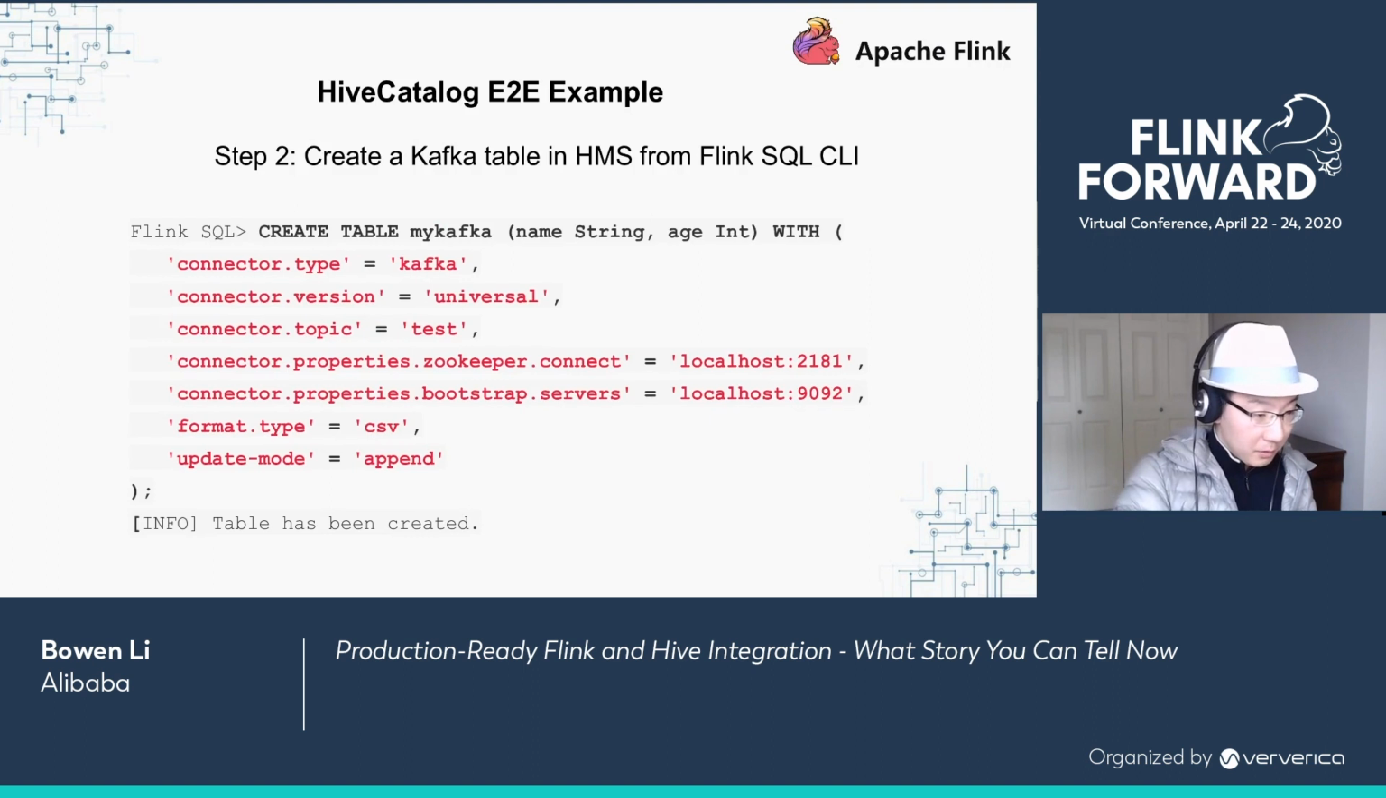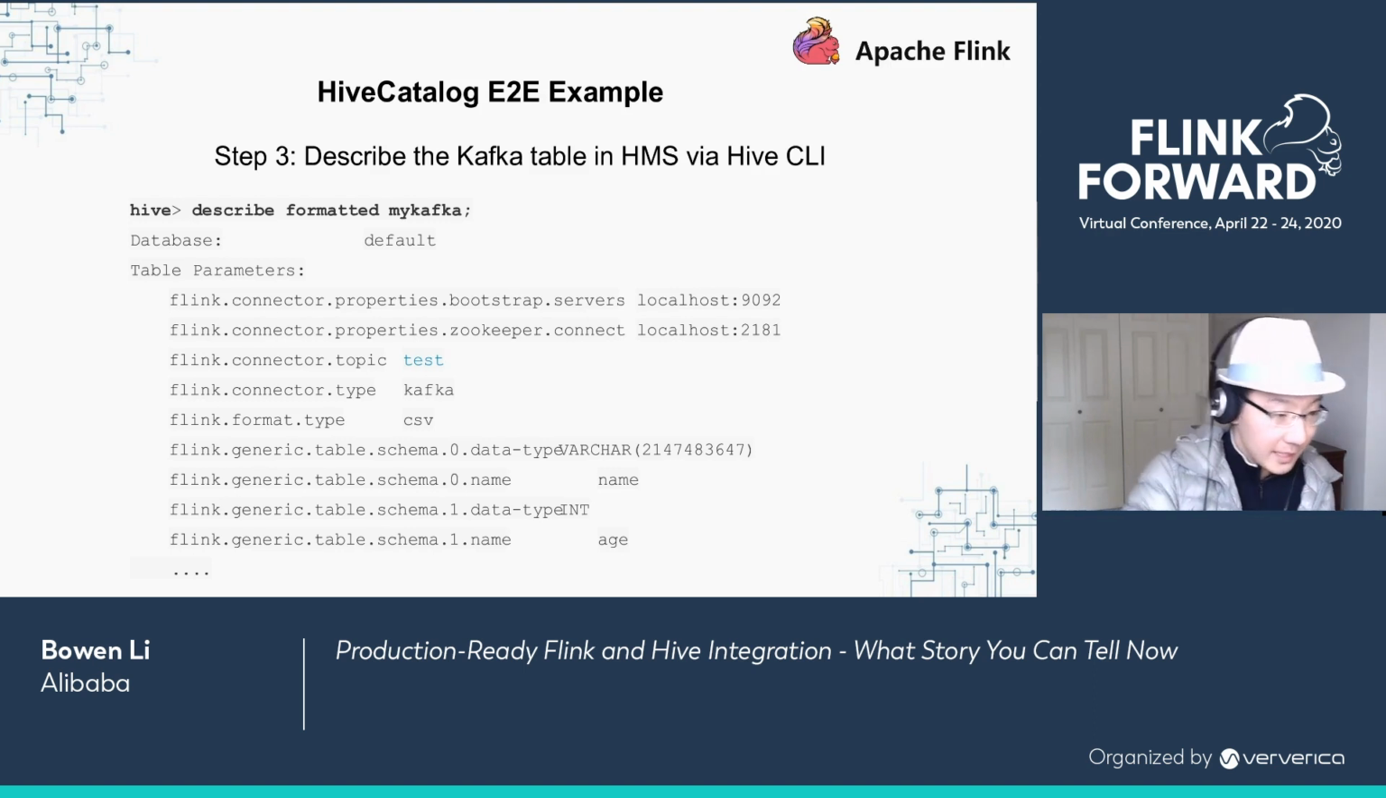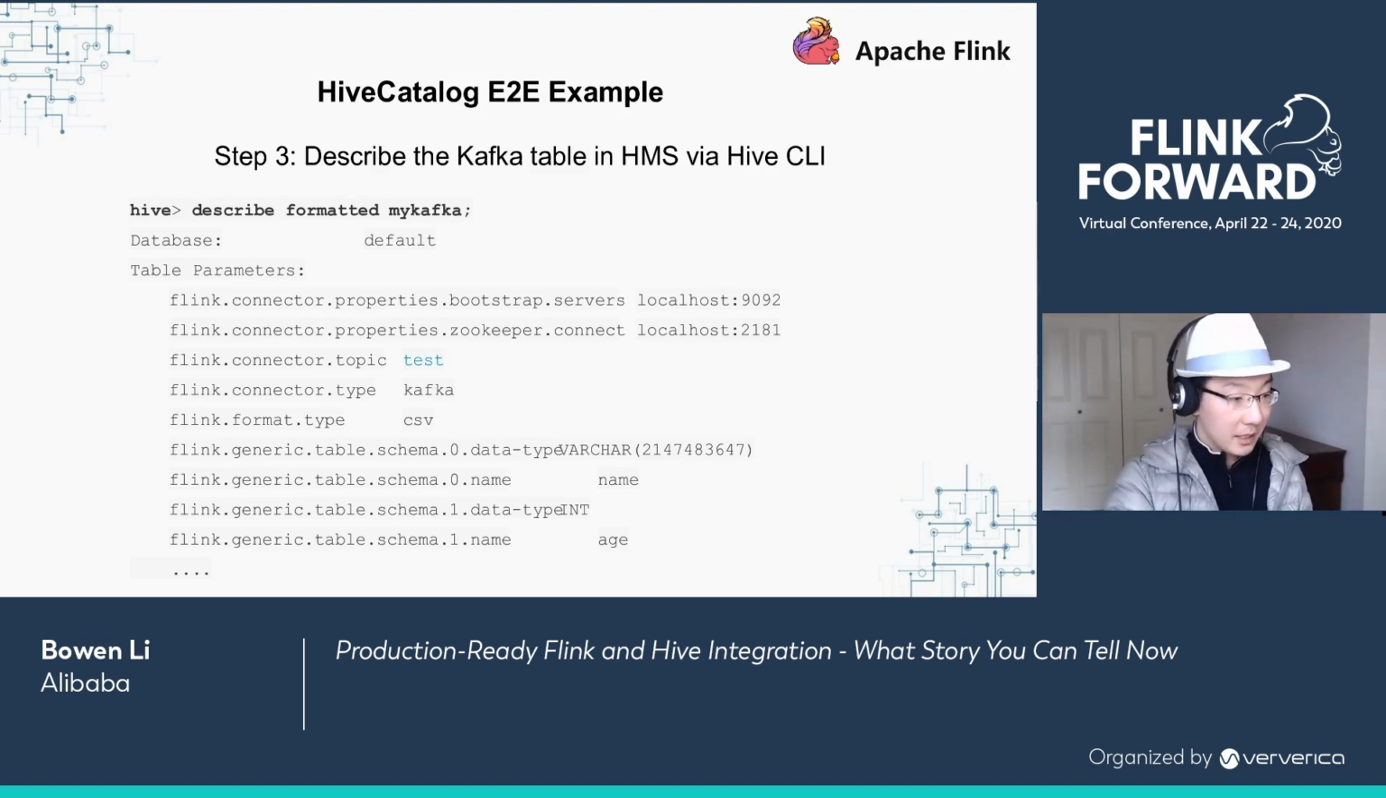Once we make the Flink SQL CLI up and running, we create the Kafka table. The Kafka table has two fields, name and age, and a bunch of properties that you would normally do. Once you create that, let's switch to Hive CLI and take a look at what's over there.